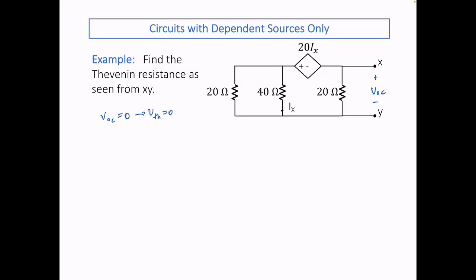Ganon din, ano? If I short this, and I try to get the value of ISC, I'm going to get ISC is equal to 0.